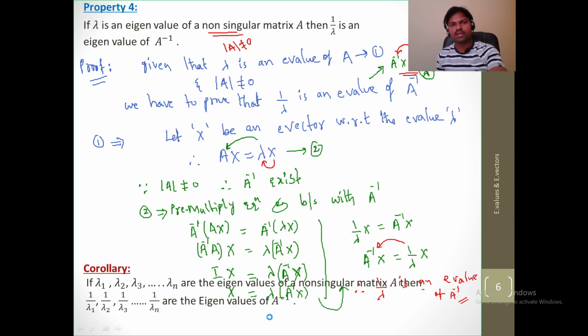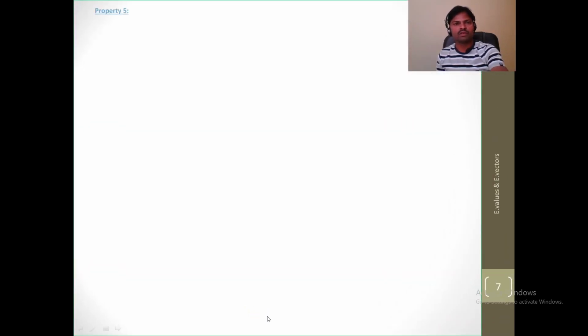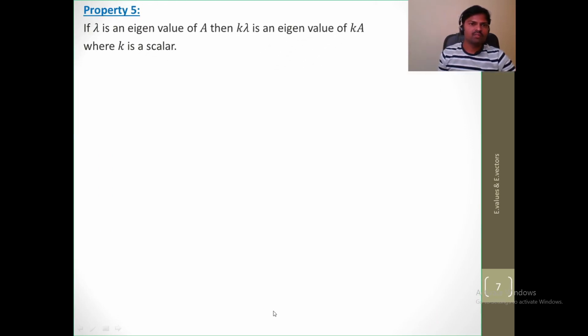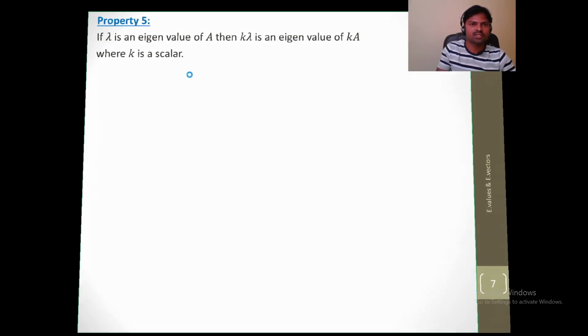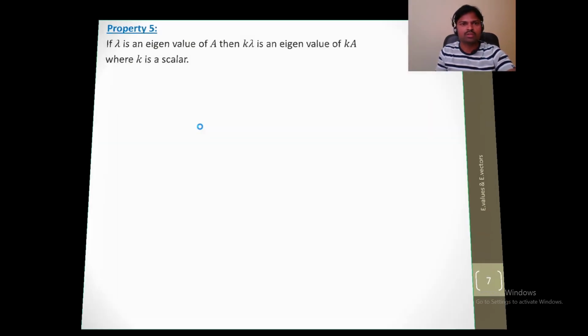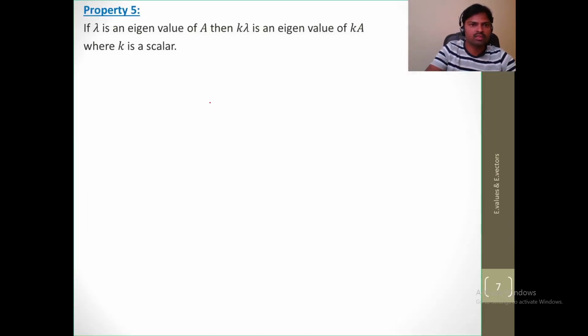Okay. Next, property number 5. If lambda is an eigenvalue of A, then k into lambda is an eigenvalue of k into A, where k is a scalar. K belongs to the complex number set here. Scalar means it is a complex number.